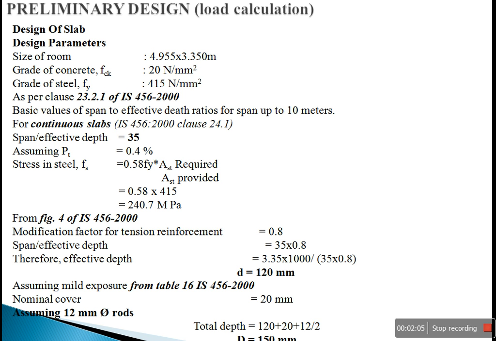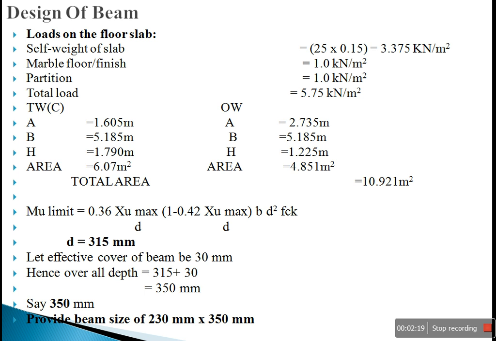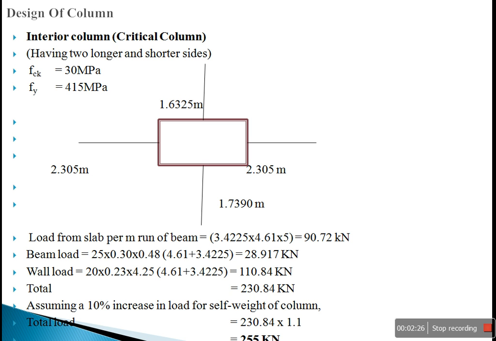Preliminary design of slab: size of room 4.955 into 3.350 meter, grade of concrete 20 Newton per mm square, Fe 415 for continuous slab, span by effective depth equal to 35. Modification factor for tension reinforcement is equal to 0.8, therefore effective depth is equal to 120 mm. From table, design of beam, loads on the floor slab, self weight of slab as calculated from the above dimensions, 2-way critical slab, 1-way critical.